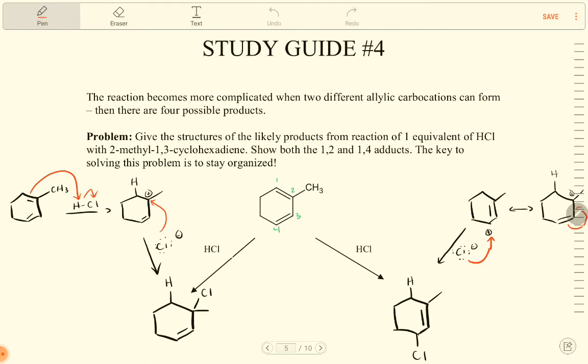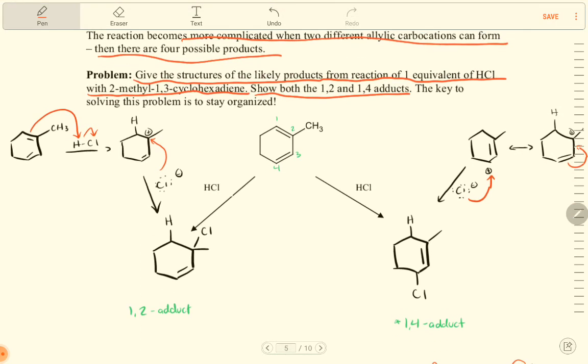Now the reaction becomes more complicated when 2 different allylic carbocations form. There are 4 possible products. So let's work on a problem. Give the structures of likely products from the reaction of one equivalent of HCl with 2-methyl-1,3-cyclohexadiene. Show both 1,2 and 1,4 adducts. The key to solving this problem is to stay organized.